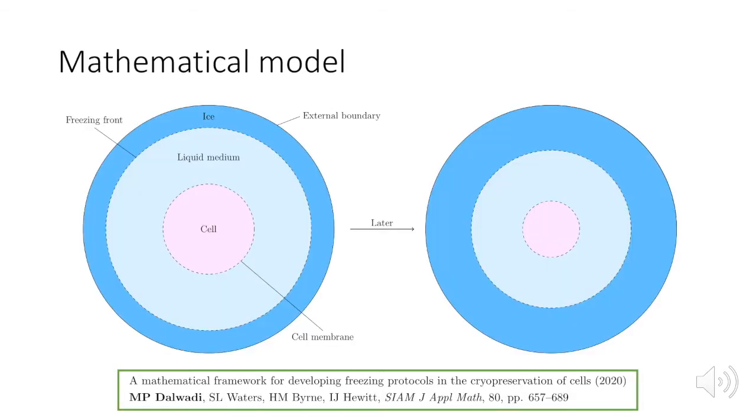In terms of the mathematical model I'm going to talk about, essentially it involves a spherical cell inside a spherical domain of liquid culture medium that contains CPAs and other chemicals. We're going to cool the system from the outside, and this will cause ice to form and to propagate into the domain. We're going to say that the ice is pure and contains no CPA, so the CPA in the system gets more concentrated as the ice forms. This will, in turn, make the cell shrink due to osmotic effects.